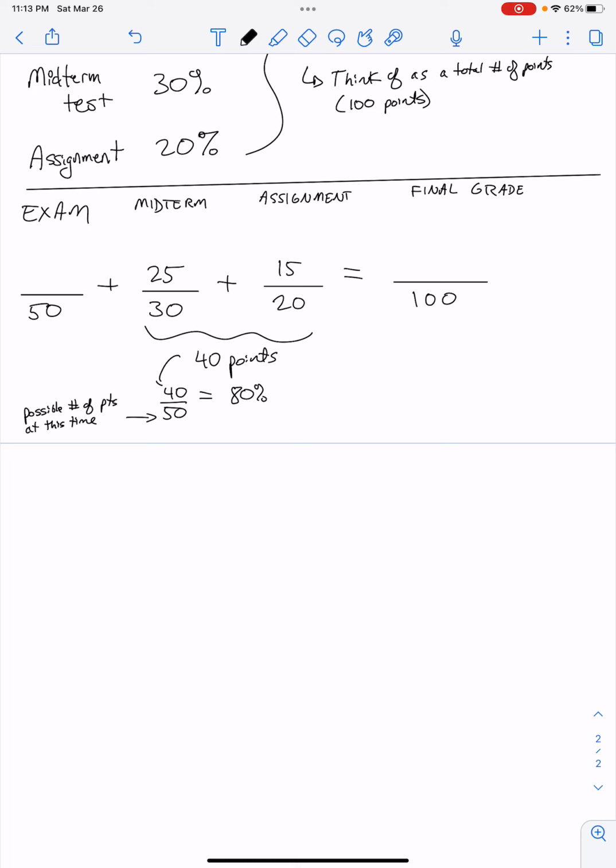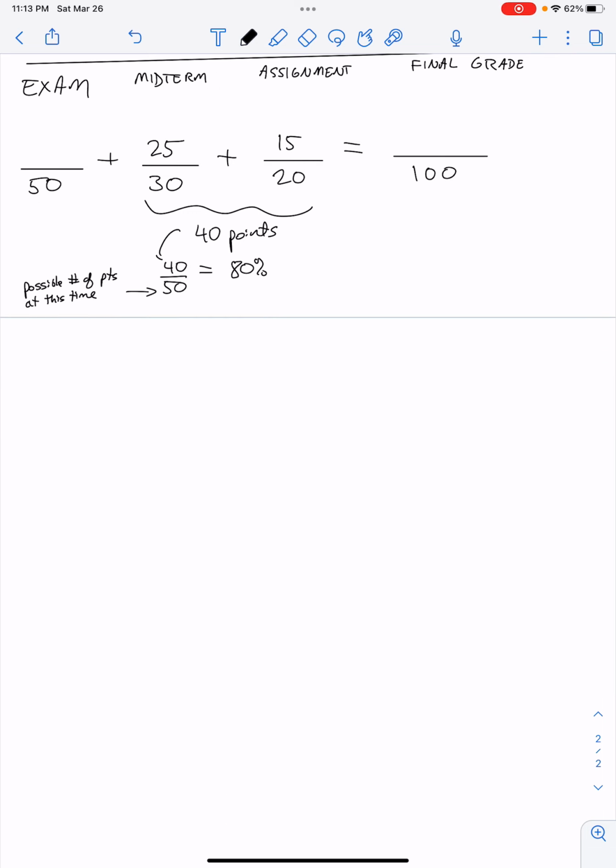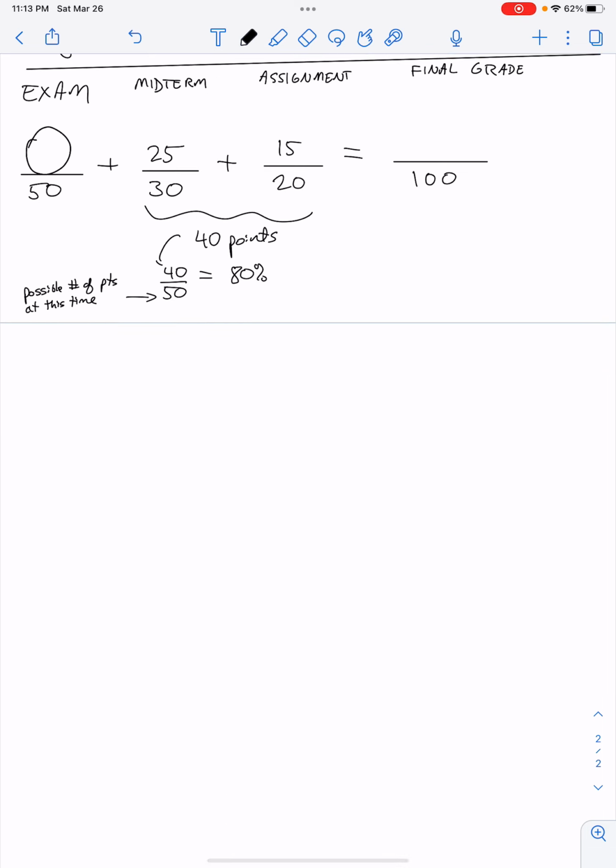All right, so if you're looking then at what you might get on the exam, how do you work that out? Well, you're going to add some number here and see what it comes out to. And if you want to think about it, it's really you've got X out of 50. You don't know what you might get on the exam, plus 40 out of 50 points on all the other stuff, and that's going to give you your final grade.